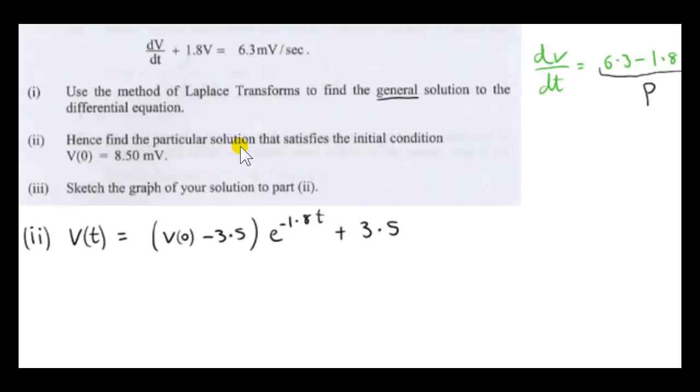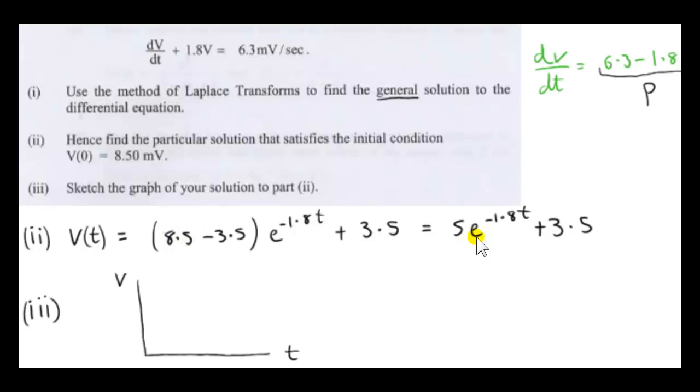In part 2, we want to get a particular solution that satisfies the initial condition v of 0 equals 8.5. So this is replaced with 8.5. So this is our particular solution of the differential equation. Now let's look at the graph. Well, when t is 0, we have 5e to the 0 plus 3.5. That's 5 plus 3.5, which is 8.5. Well, we were already given that, of course. v at time 0 is 8.5, so the graph starts at 8.5.